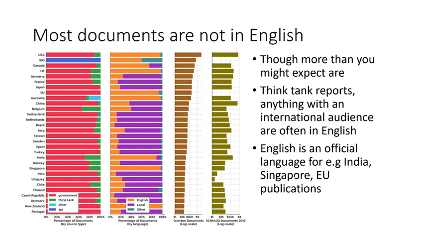So think tank reports, for example, in Germany or France, if they're aimed at a wider audience than just the domestic one, will often appear in English as well. And of course, English is still an official government language in some places like India and Singapore and the EU that account for quite a large number of different documents.